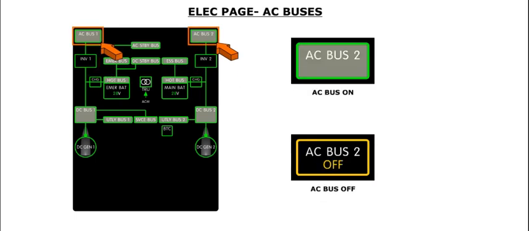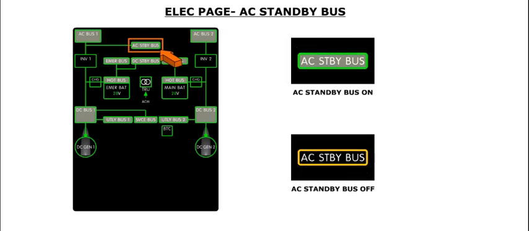The AC bus icons consist of a green outline with a gray background when the associated AC bus is powered. An amber outline with an amber off label indicates that the associated AC bus is unpowered. The AC standby bus icon follows the same convention, except that there is no off label when this bus is unpowered.